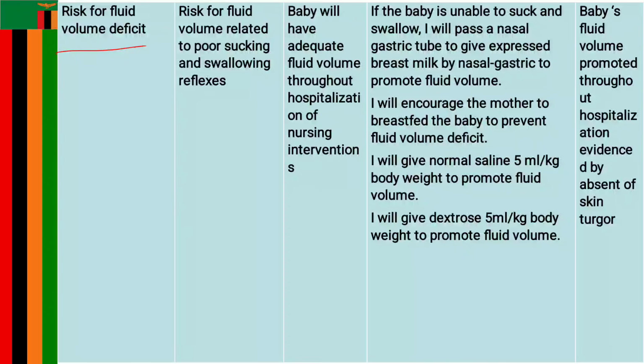The other intervention, I will encourage the mother to breastfeed the baby to prevent fluid volume deficit. I will give normal saline 5 ml per kg body weight to promote fluid volume. I will give dextrose 5 ml per kg body weight to promote fluid volume. So those are the interventions that you can put. Evaluation, you say baby's fluid volume promoted throughout hospitalization, evidenced by absence of poor skin turgor or presence of moist skin. So in terms of nursing care plan, these are the problems that you can use.